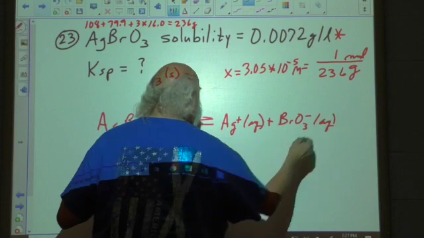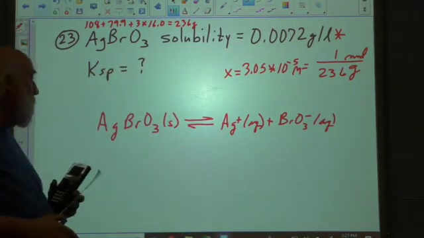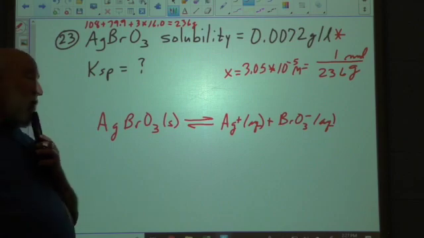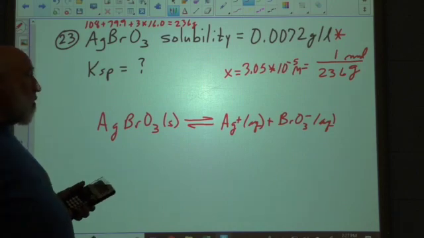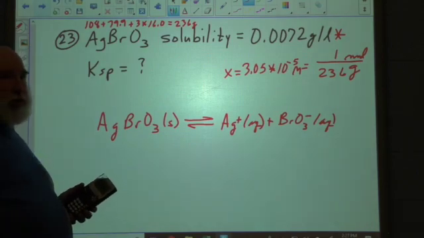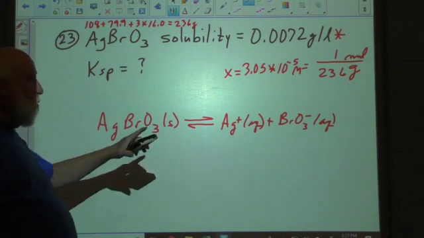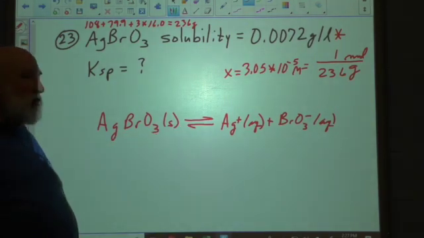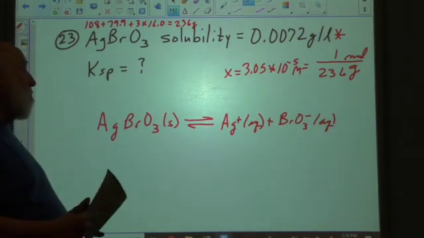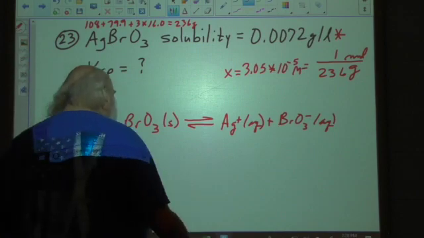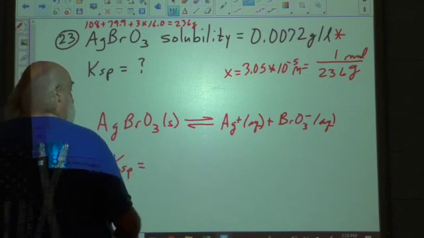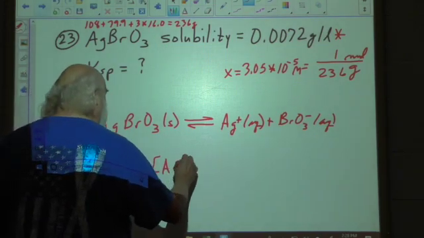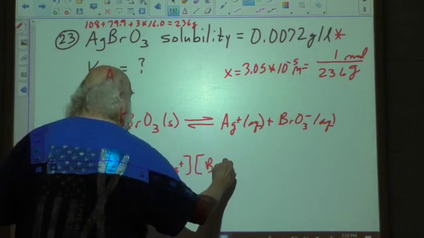Now how did I know silver was positive 1? Because bromate, it turns out, is -1. One other thing too, and it might help you save some time in doing homework: silver is one of those transition metals that has only 1 charge. So we put a plus. In fact, when you name silver, you don't have to say silver 1 bromate. You just say silver bromate because there is no other charge for silver. So now we can write the Ksp expression for this: the concentration of silver ion times the concentration of bromate.